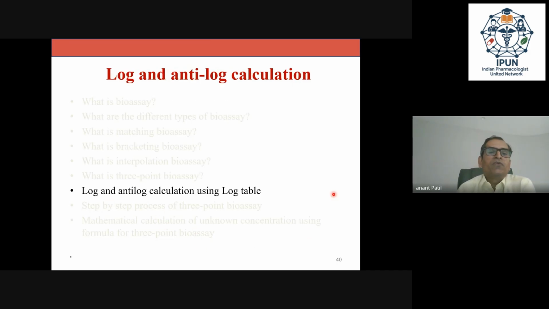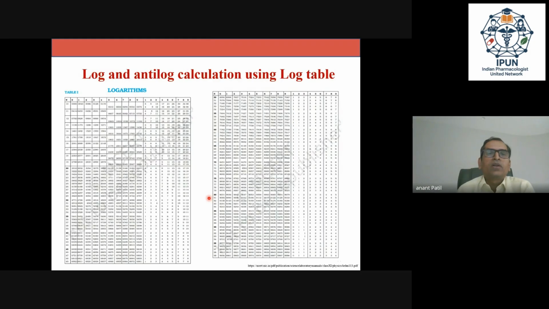Before that, we used interpolation as well as bracketing, with the log calculation. But in both cases I showed you how to use the Excel sheet. Now I will tell you how to use the log table. Log and anti-log calculation is one of the important things for PG students to understand. I have taken this log table from the NCERT book. Although they have mentioned not to publish, this is only for demonstration purposes. In my coming slide, there is an anti-log table also.